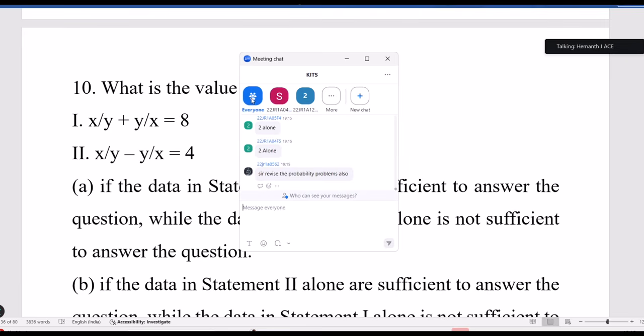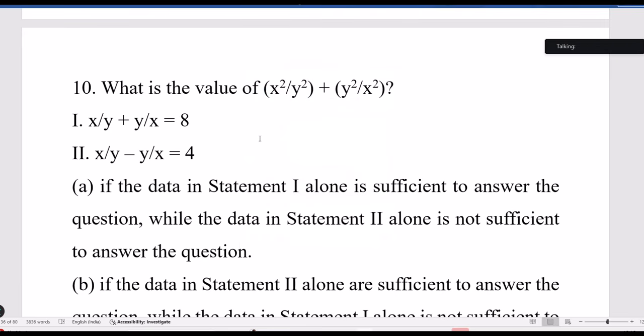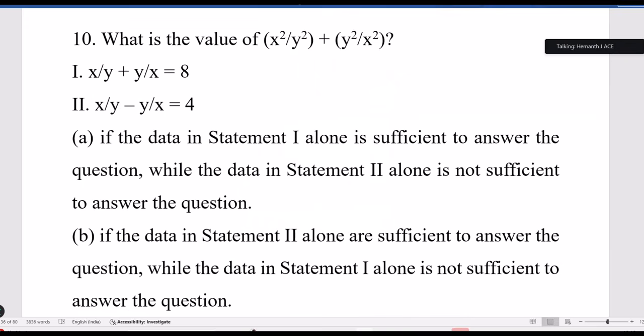No recorded video, please. Attend the live session, get the inputs better. We'll try, but not sure.